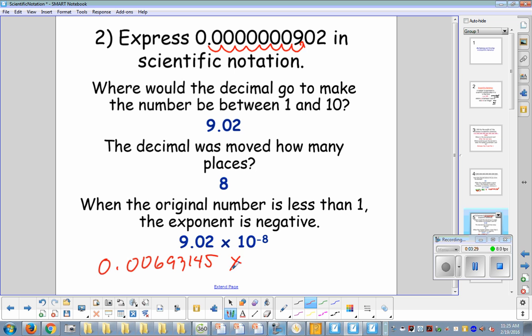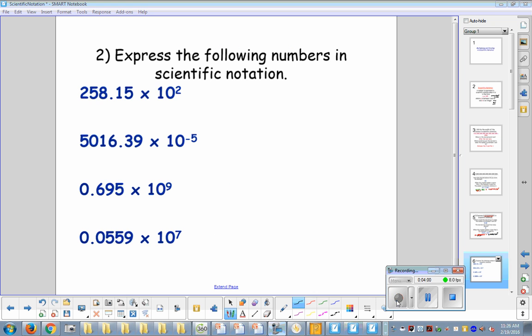0.00693145, there's no times. That's my decimal. How do we write this into scientific notation? So I need to move my point here between 6 and 9, right? So let's count 1, 2, and 3. So I have 6.93145 times 10 raised to 3. But since the original number is less than 1, then the exponent should be negative. Are these in scientific notation?